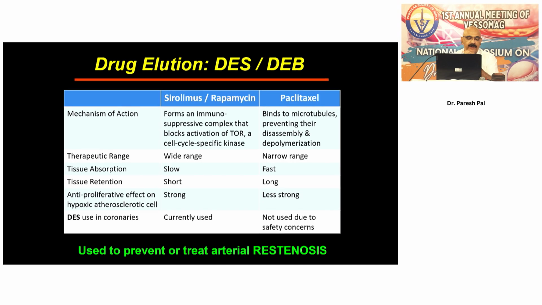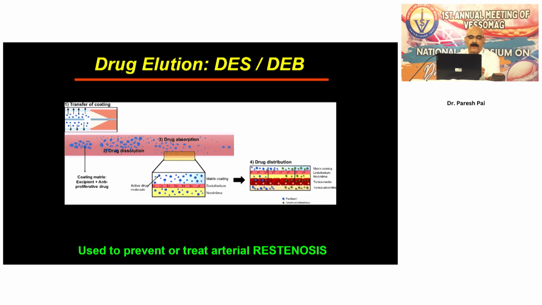The anti-proliferative effect is more on the hypoxic atherosclerotic cell, which is more seen with Sirolimus rather than with Paclitaxel. And that's one of the reasons why sometimes you're seeing that the Sirolimus is giving better responses. Another important thing is drug-eluting stents with Sirolimus continue to be used, but with Paclitaxel have not been used because of safety concerns.